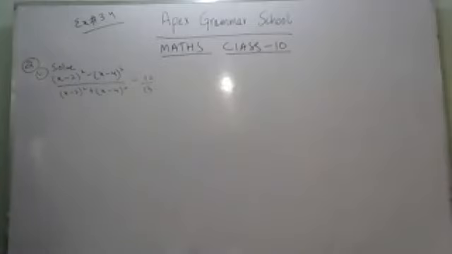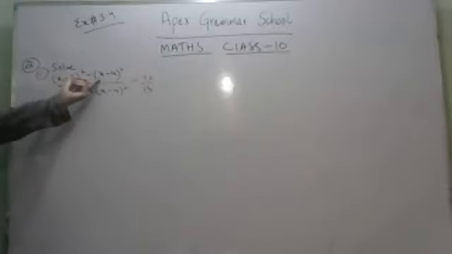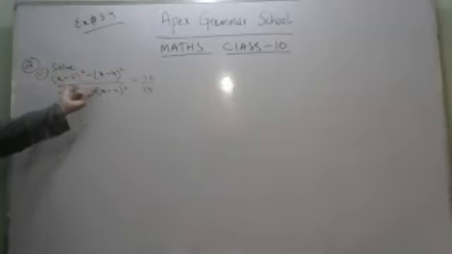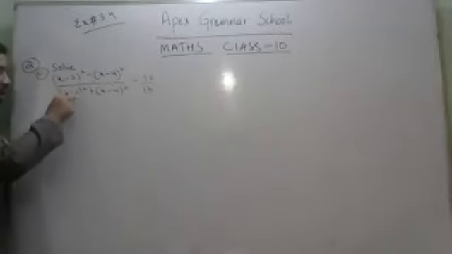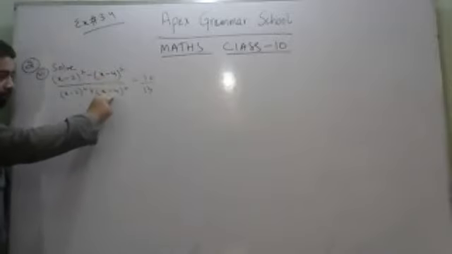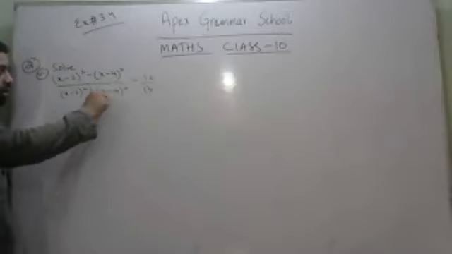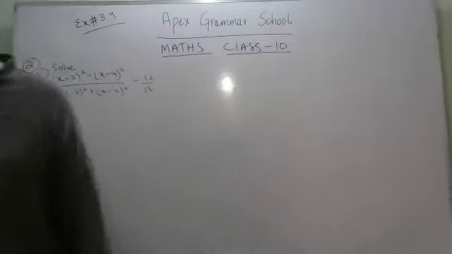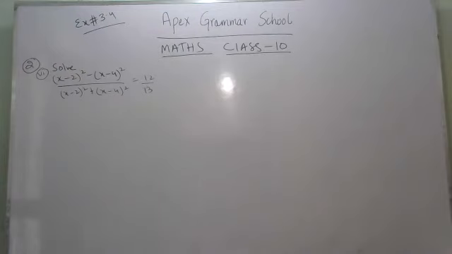So just justify this method: the componendo and dividendo theorem is already applied here. Negative operation on the numerator and positive operation on the denominator, because we have (x minus 2) whole square, again (x minus 2) whole square, and (x minus 4) whole square, (x minus 4) whole square. Just a difference of negative and positive sign. You know very well about the componendo and dividendo theorem.